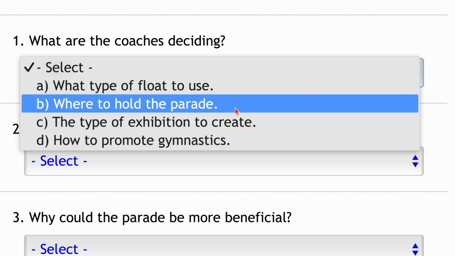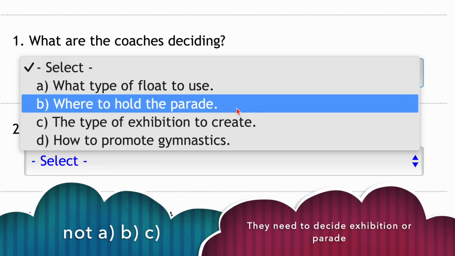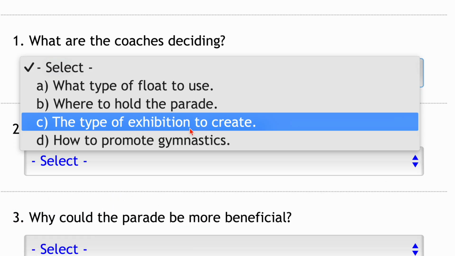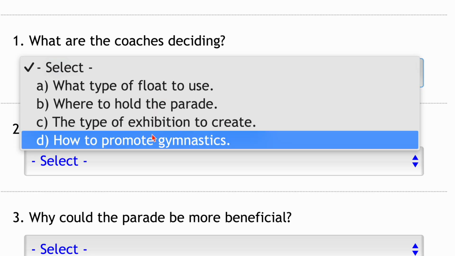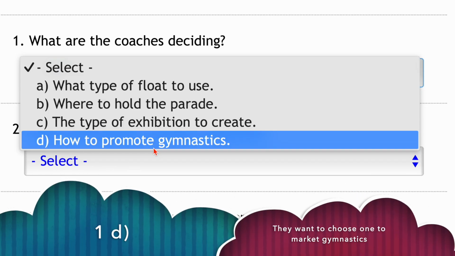So definitely not where to hold the parade, because they need to decide exhibition or parade. So also not the type of exhibition, right? And I wouldn't say as well that it's type of float, because they didn't decide. They're talking about the float. So maybe A, but I'm thinking more D. How to promote or advertise. We'll confirm in the end, okay?